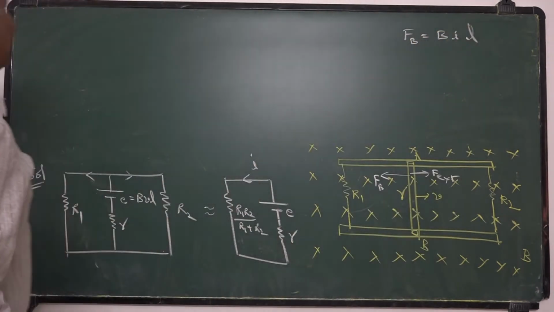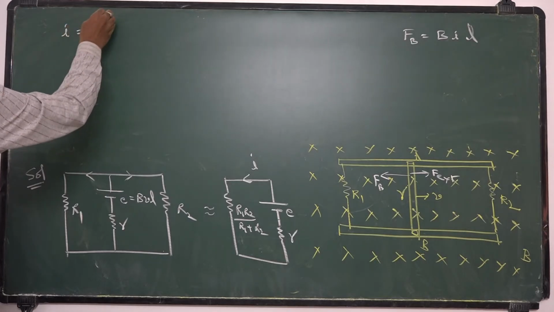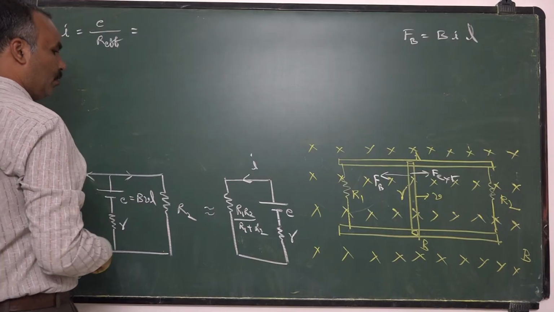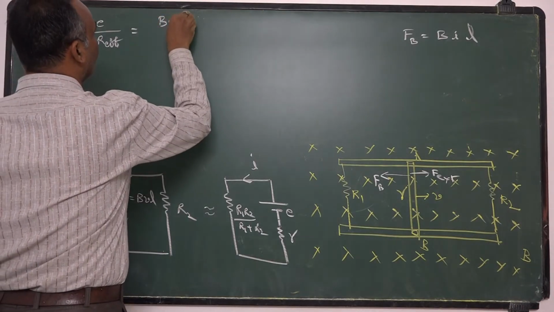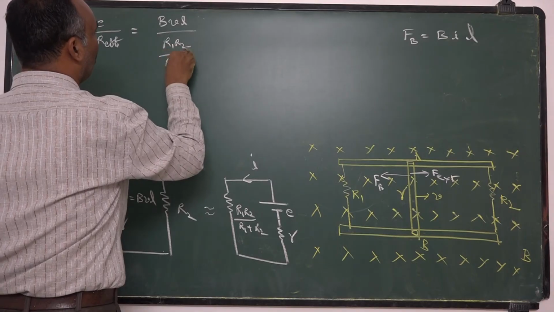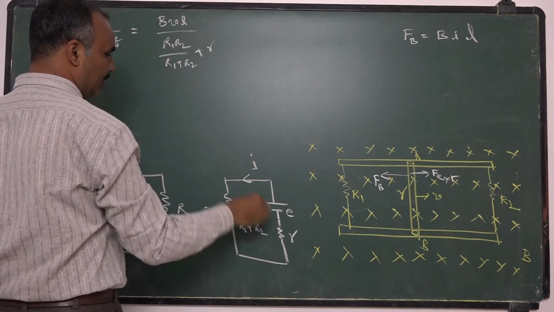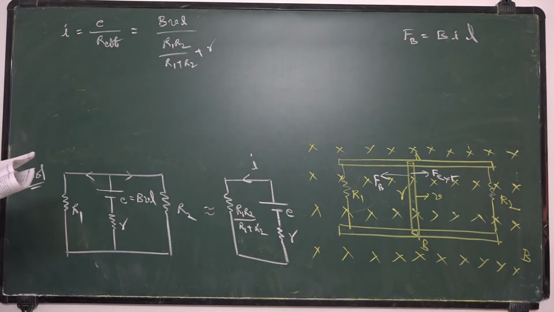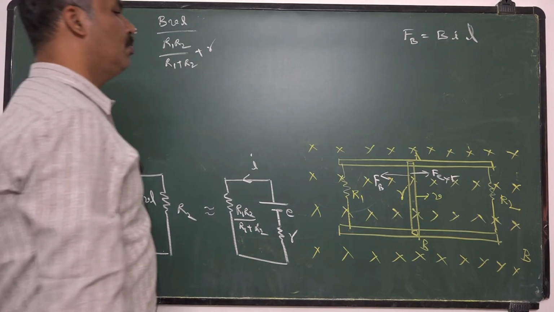First, let me calculate the current. Current is EMF by R effective. The EMF developed is BVL, and R effective is R1 R2 by R1 plus R2, plus small r, because internal resistance is always in series with the external resistance. So the force due to the magnetic field is given by BIL.